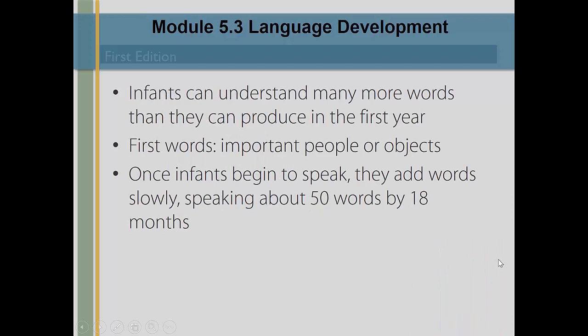Infants can understand more words than they can produce in the first year. The first words that infants produce are in reference to important people or objects in their environment. Once infants begin to speak, they add words slowly, speaking about 50 words by 18 months.